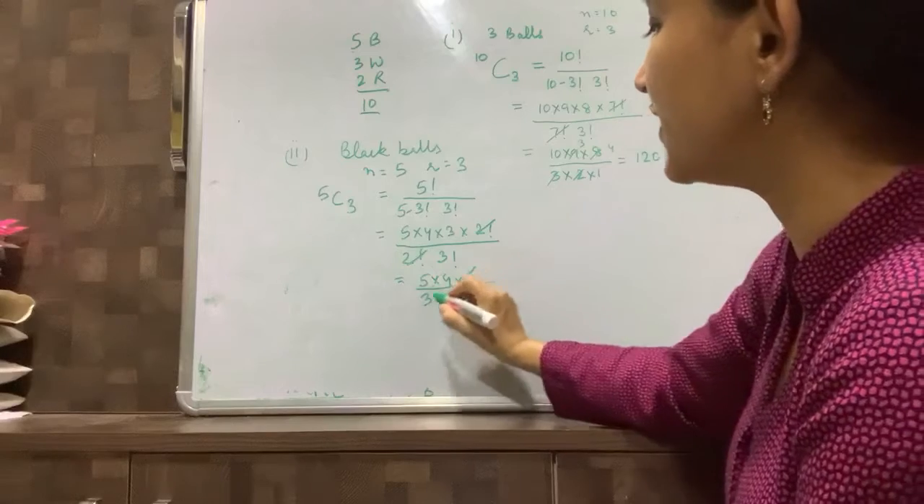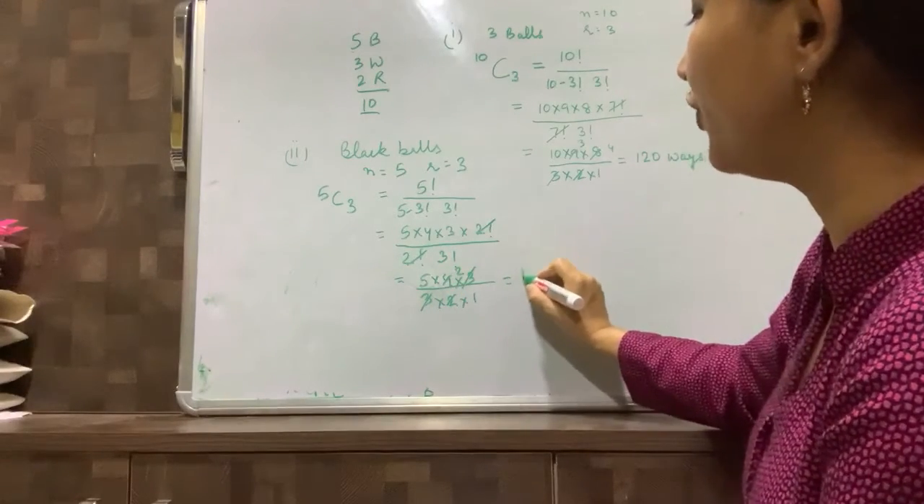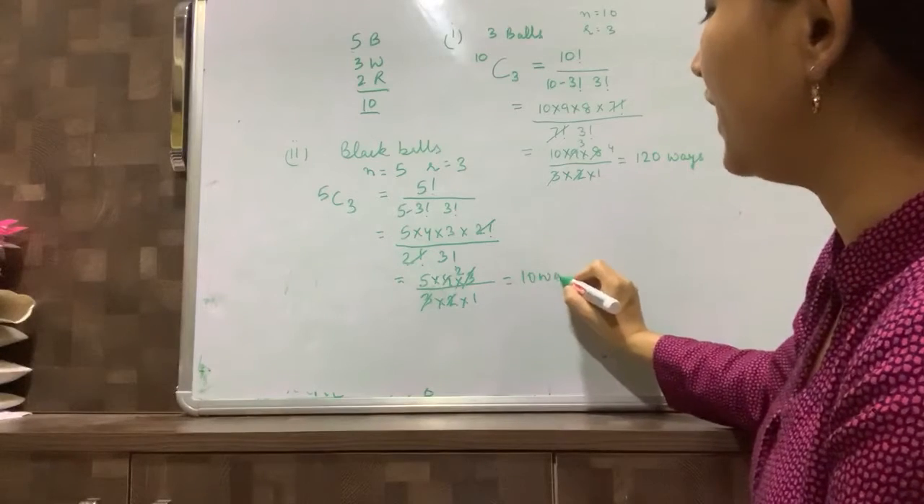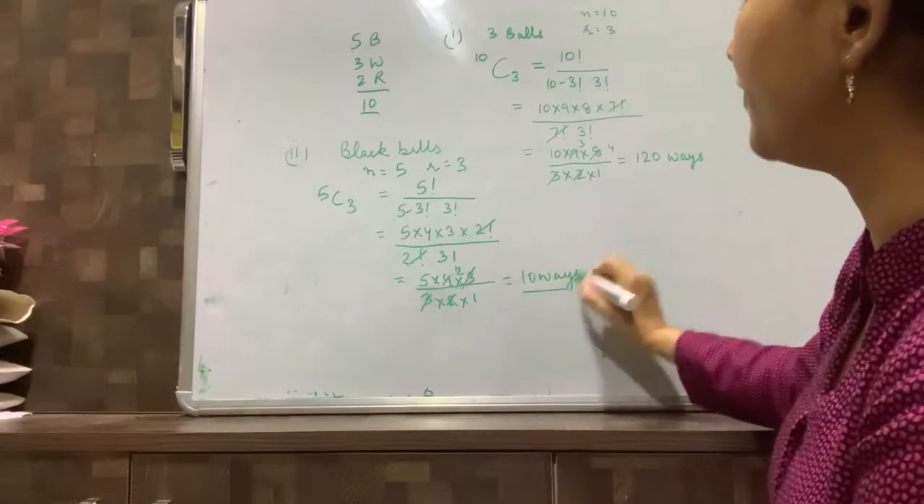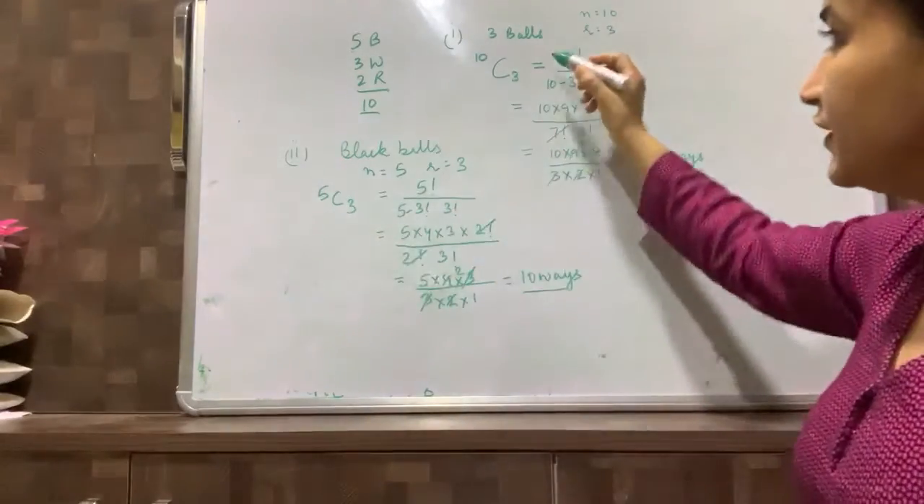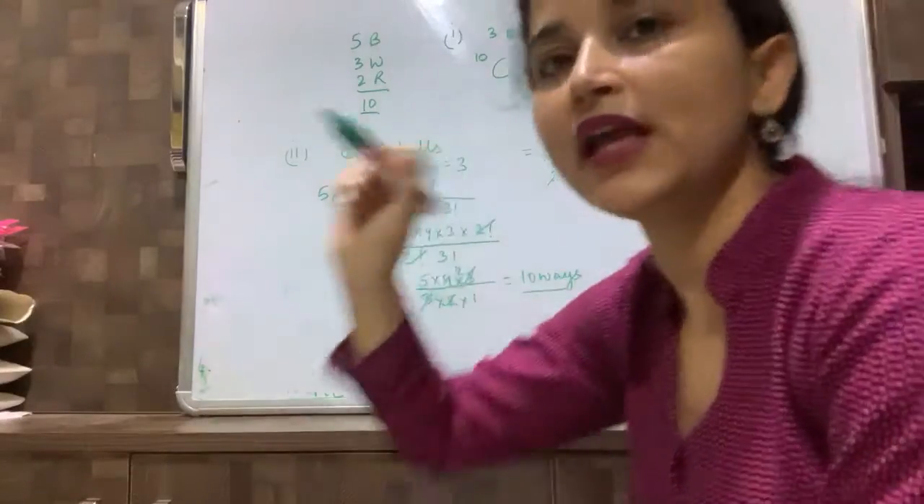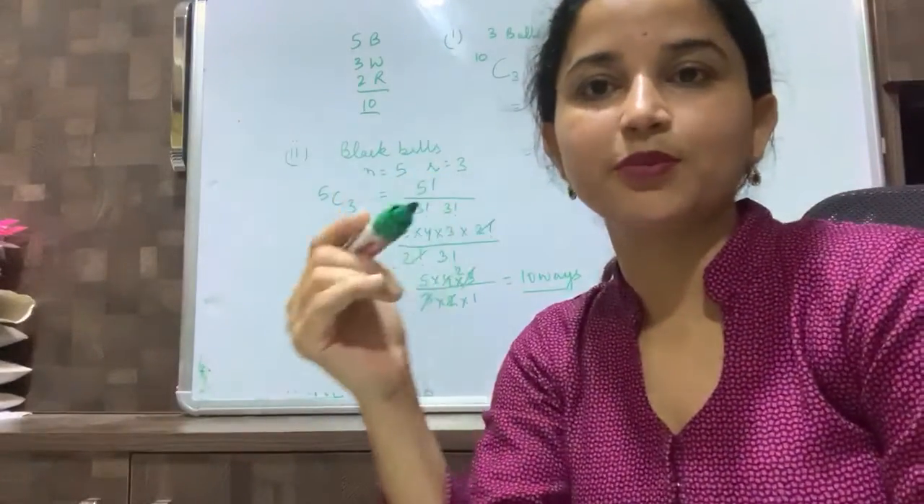So 3 also cancels out. We have 10 ways of drawing 3 black balls. So this is the way we are going to calculate the number of ways in which we can draw 3 balls and the number of ways in which we can draw 3 black balls. This was the first simple question.